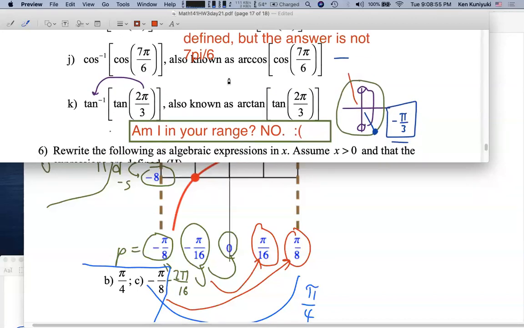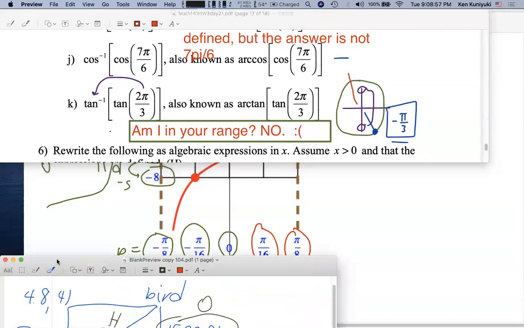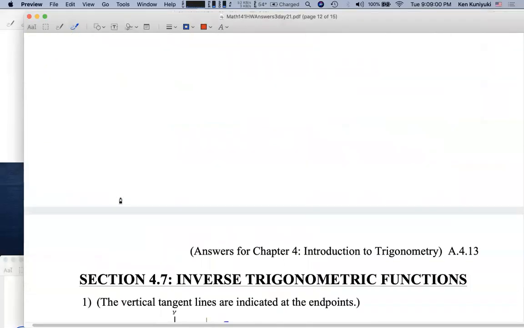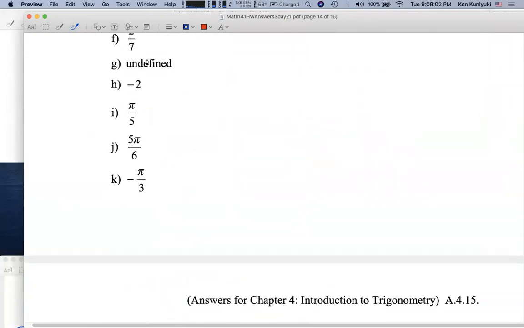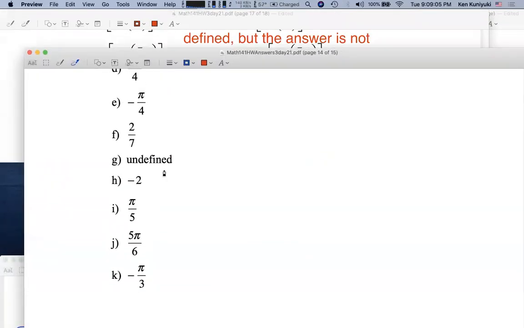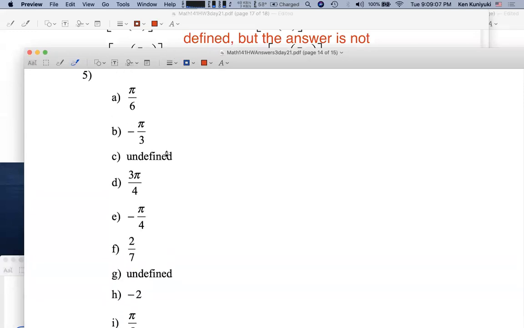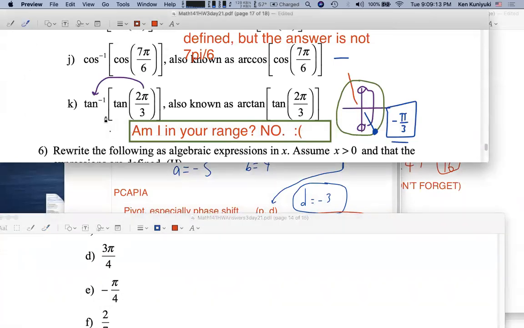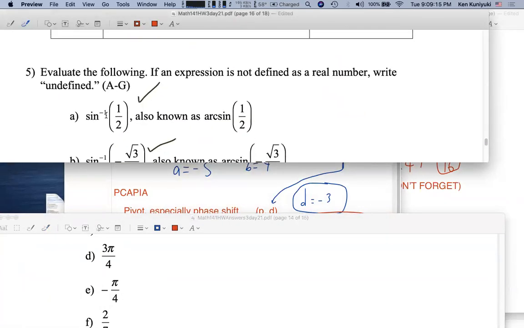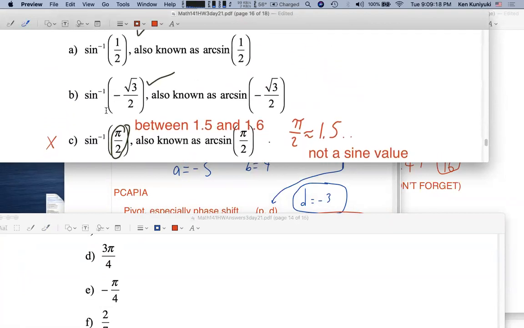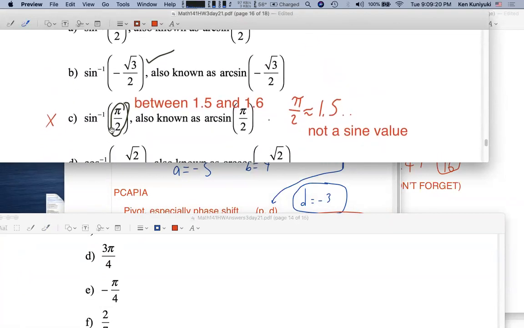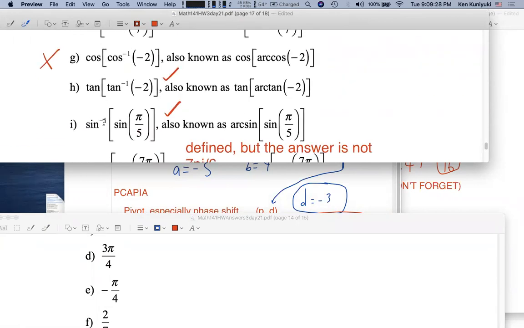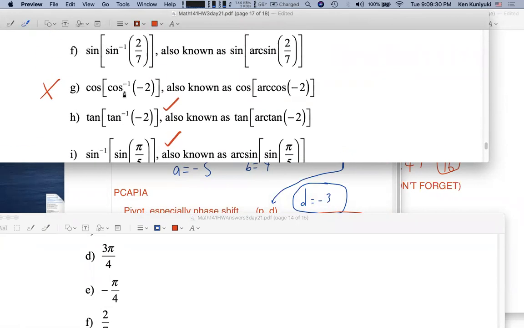Over here, we just answered this. The answer was -pi/3, right? I never checked the answer for that. Right, -pi/3. And the only ones that were undefined here were G and C. C and G were the only ones that were undefined. So step by step. Here, if this guy's not in this guy's range, you're dead, undefined. And then here again, you're dead.